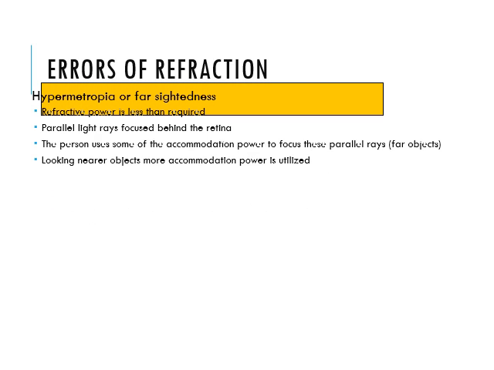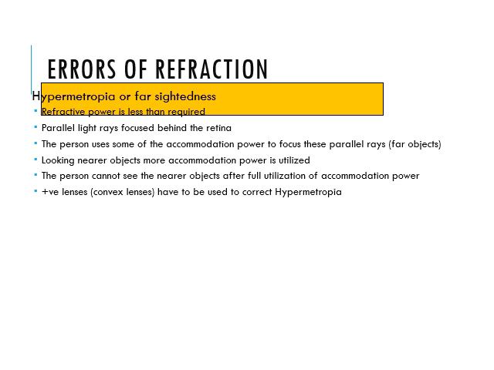Now hypermetropia, that is farsightedness: refractive power is less. The parallel light rays are focused behind the retina. You can see far objects clearly, and for near objects the person has to use accommodation. You cannot see nearer objects even after using the full power of accommodation.